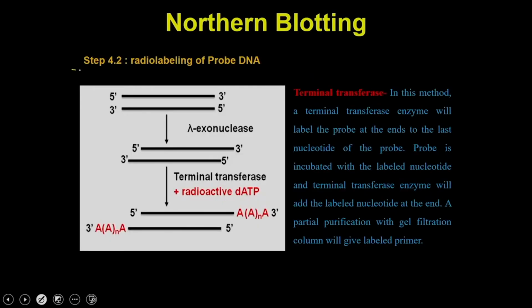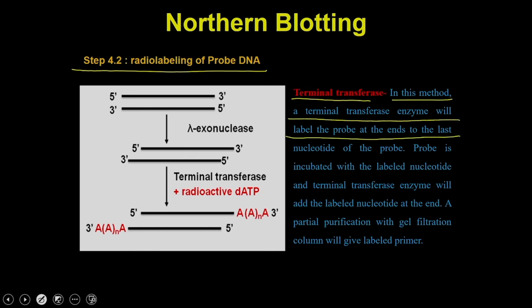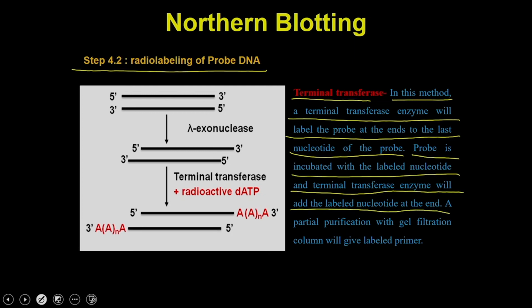Now, the radiolabeling of a probe DNA can be done with multiple approaches. What we are going to discuss is the terminal transferase method. In this method, a terminal transferase enzyme will label the probe at the end, at the last nucleotide of the probe. The probe is incubated with the labeled nucleotide, and the terminal transferase enzyme will add the labeled nucleotide at the end. A partial purification with a gel filtration column will give you the labeled probe.